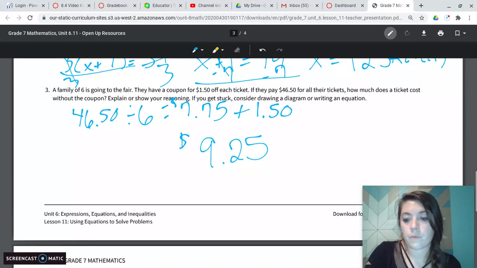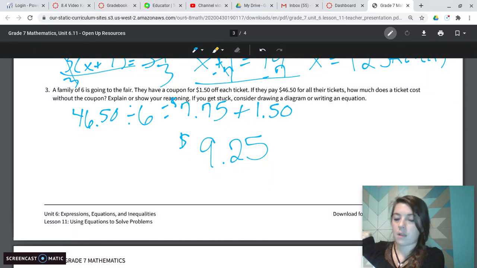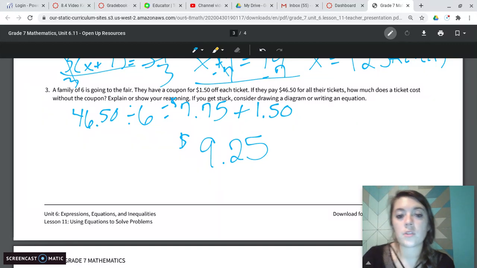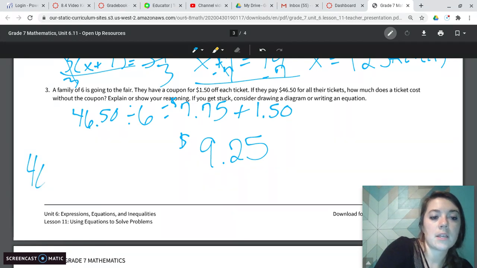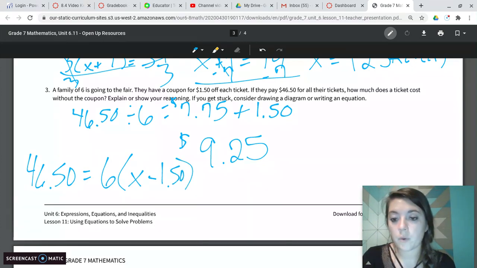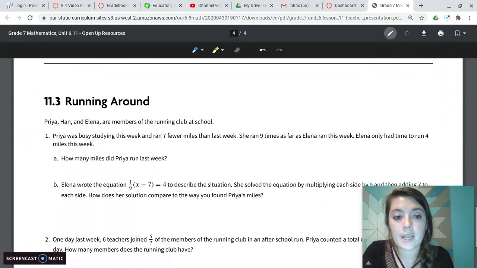So hopefully that's making some sense and not too confusing. We could have written an equation for this. So knowing that the total was $46.50, and then equals, we knew there were 6 tickets sold, some original value minus $1.50. So that could have been an equation we used to help us in solving this and help us see the situation a little better. All right, next section.